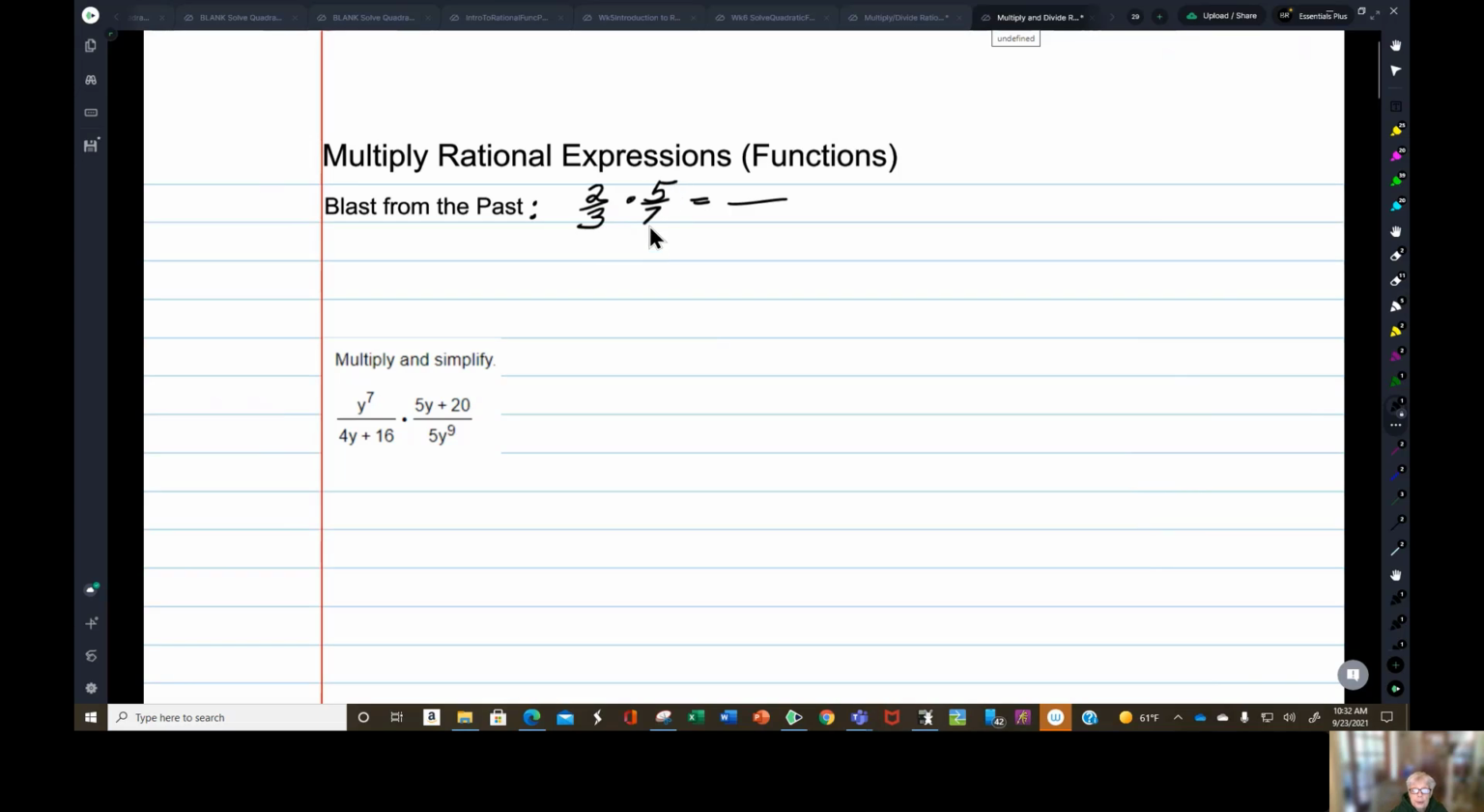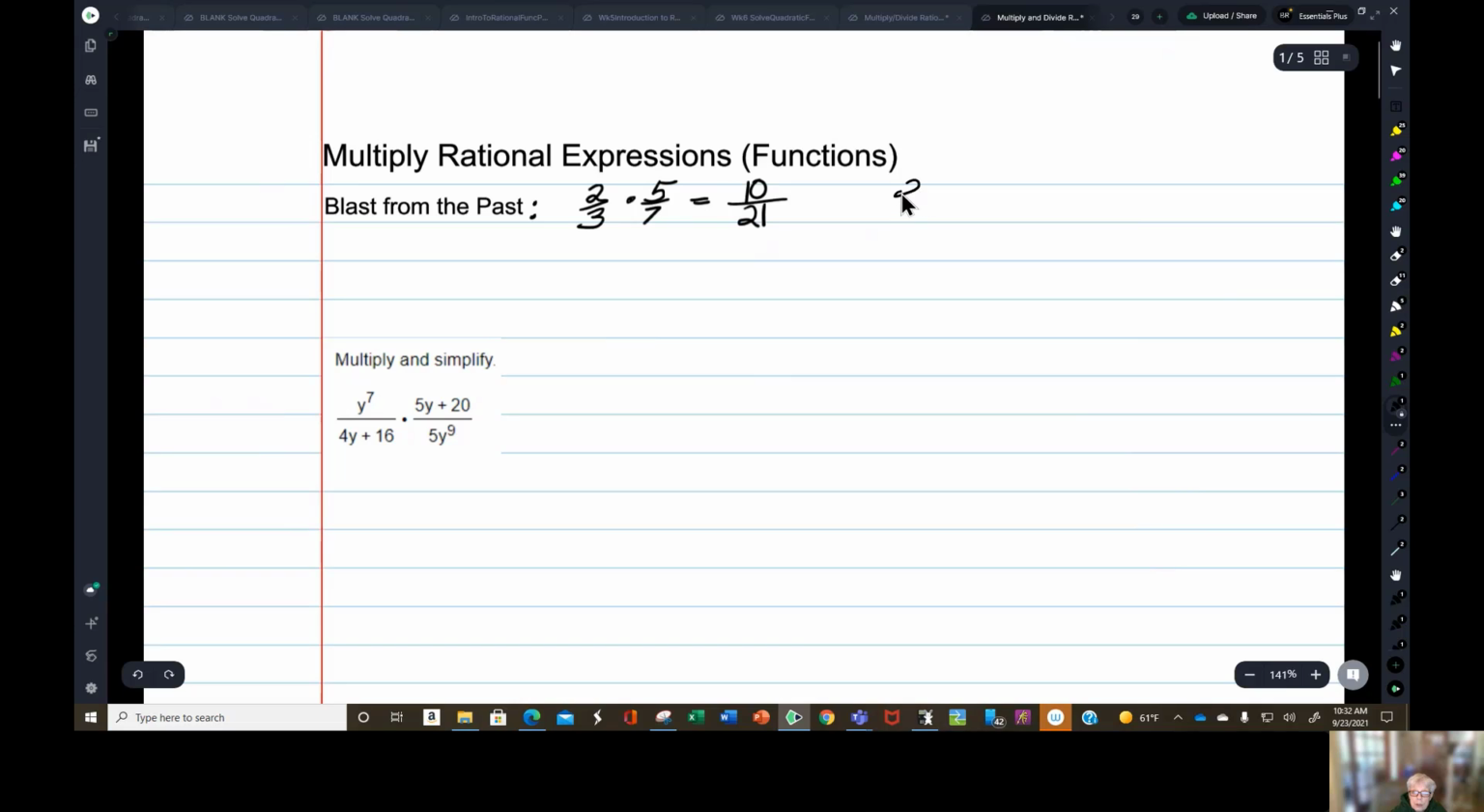Remember how you used to multiply fractions. 2 times 5 is 10. You multiply the numerators together, the tops, and then 3 times 7 is 21. You multiply the bottoms.